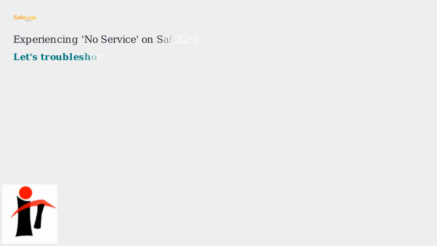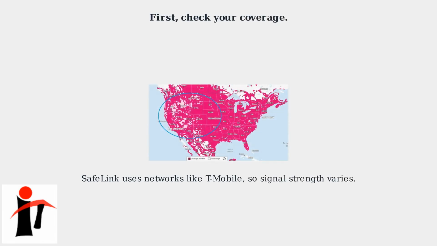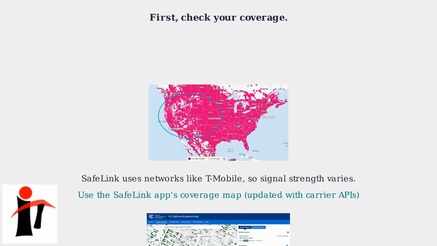Experiencing no service on SafeLink? Let's troubleshoot. First, check your coverage. SafeLink uses networks like T-Mobile, so signal strength varies. Use the SafeLink app's coverage map, updated with carrier APIs, or the FCC broadband map to identify dead zones. If coverage is weak, move to a better location.